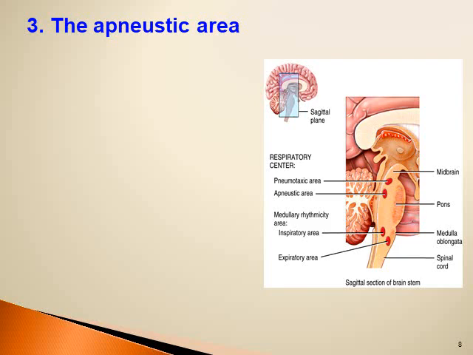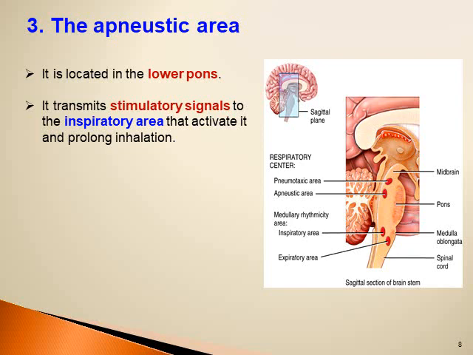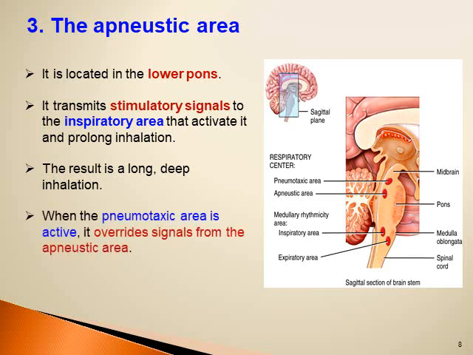The apneustic area that is located in the lower pons will do the opposite to the pneumotaxic area. It transmits stimulatory signals to the inspiratory area that activate it and prolong inhalation. So whenever the apneustic area is active, the inspiratory area is active, so breathing will take longer, so we have larger tidal volume. More air will be inhaled into the lungs. The result is a long, deep inhalation and a large tidal volume.